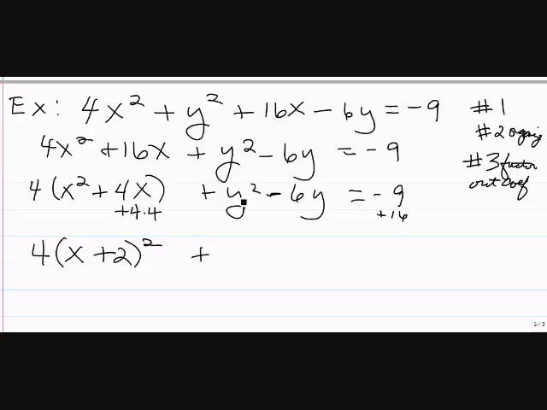Complete the square for the y squared minus 6y. That is y minus 3 squared, which is y squared minus 6y plus 9. Do that to both sides of the equal sign. And my right side of my equal sign ends up being 16. So that was my step 4, complete the square.